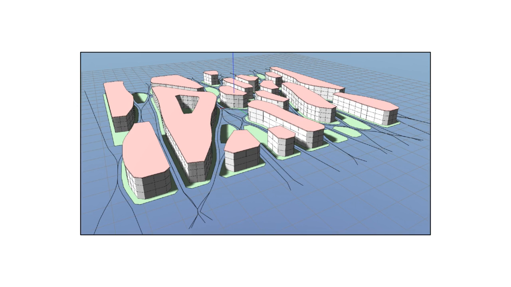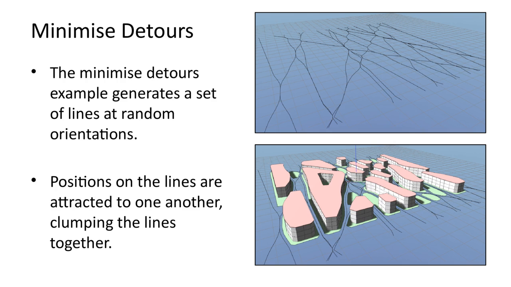In this video, we will look at how to implement the Minimise Detours example in Mobius. In the Minimise Detours example, the positions on a set of lines are attracted towards each other, creating a clumping effect. One possible application is the generation of a set of paths connecting points of interest in an urban environment. In this example, an urban massing is generated based on the paths, as a simple demonstration of this idea.